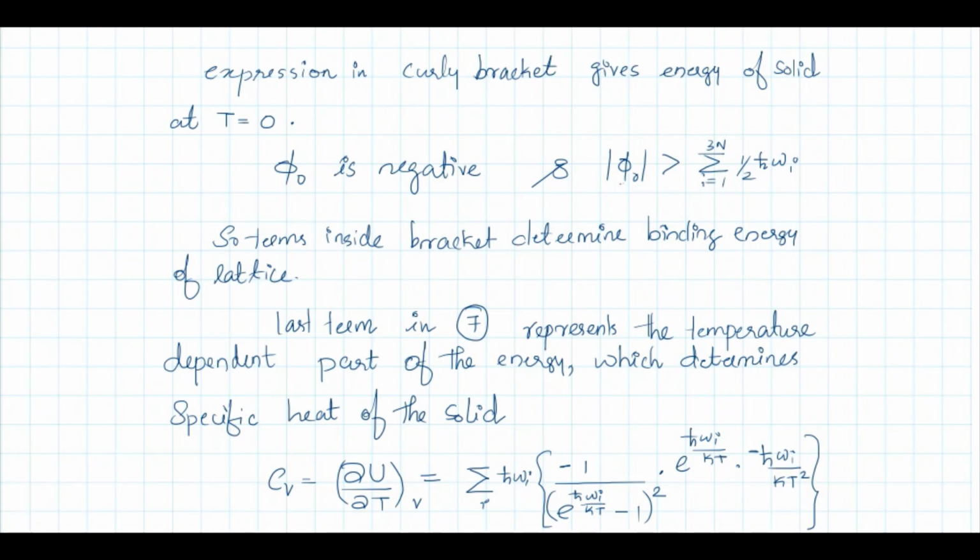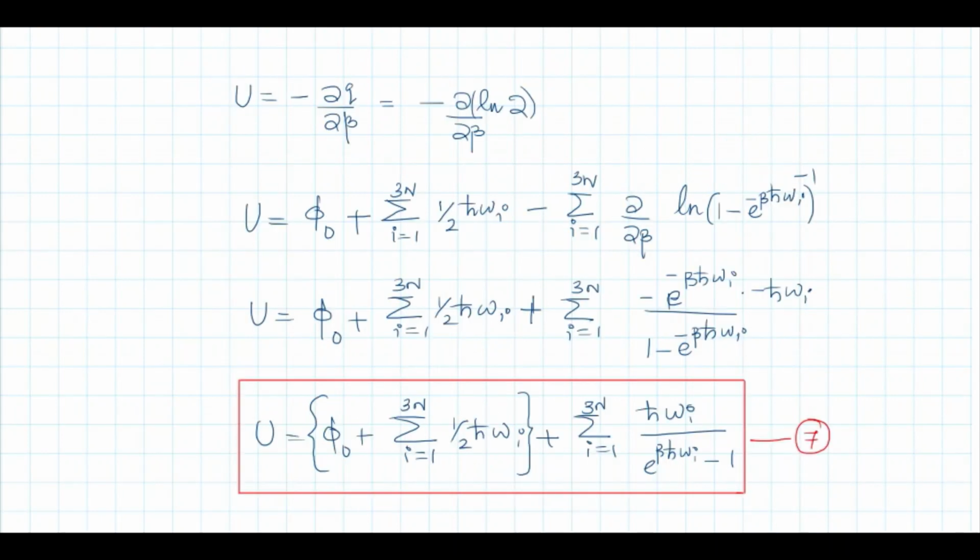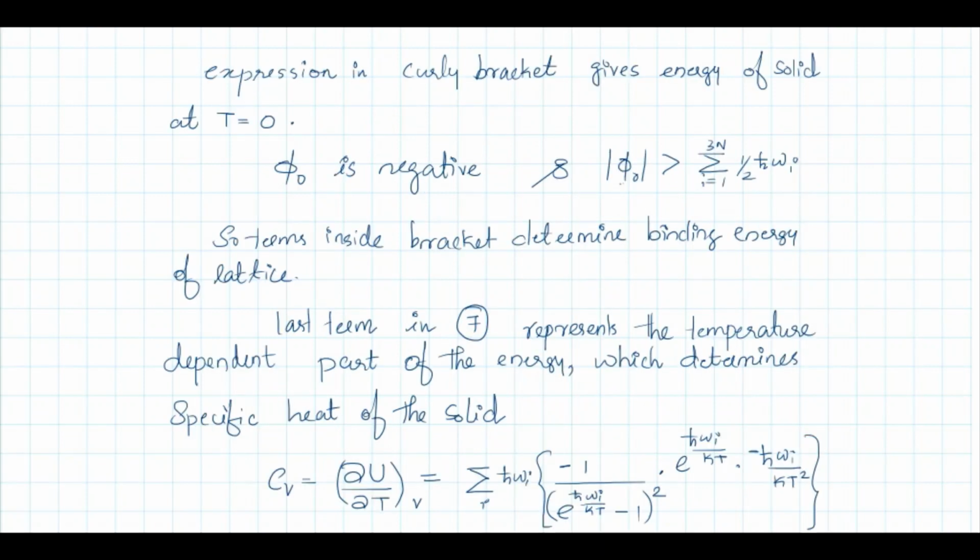In that, phi naught is negative and the modulus of phi naught is greater than the sum of all the zero point energies. That means the term inside this curly bracket will be a negative term. Because phi naught is negative, these quantities are positive, but the magnitude of phi naught is greater than the sum of all these quantities. Therefore, the term inside the curly bracket will be negative, and that is nothing but the binding energy of the lattice. That determines the binding energy of the lattice. That is why it is negative.